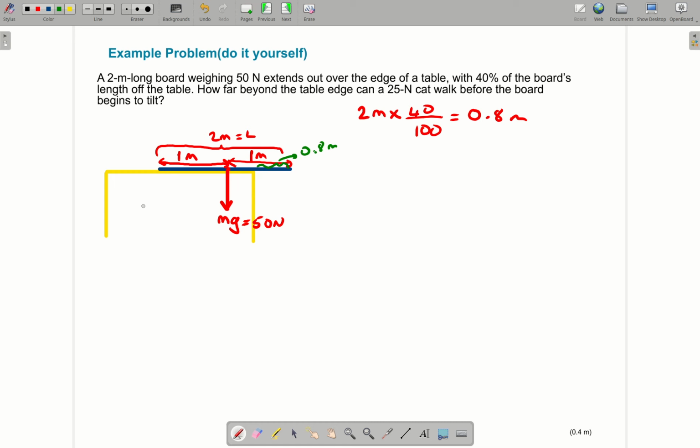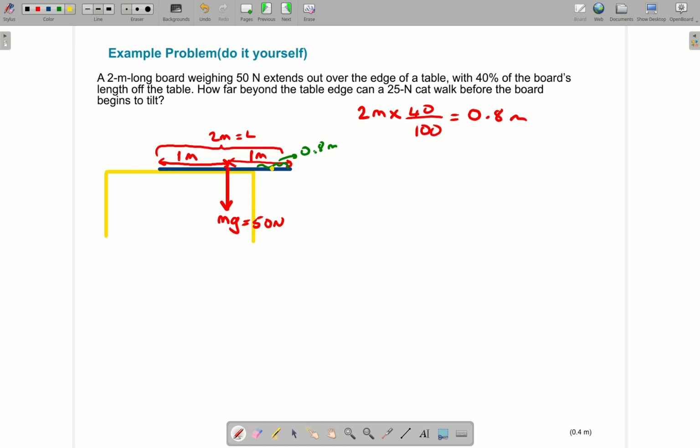So I did some walking around, imagining the situation. That's my preparation, strategizing and preparing for the solution. How far beyond the table edge can a 20 Newton cat walk before the board begins to tilt? Before the board begins to tilt means I'm looking for rotational equilibrium.